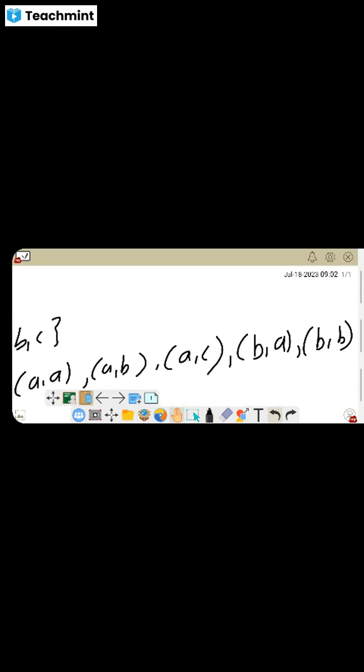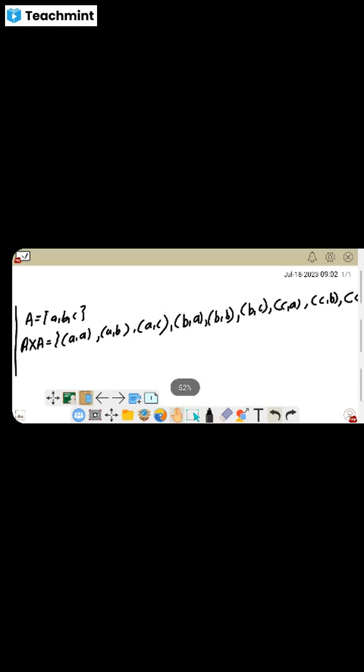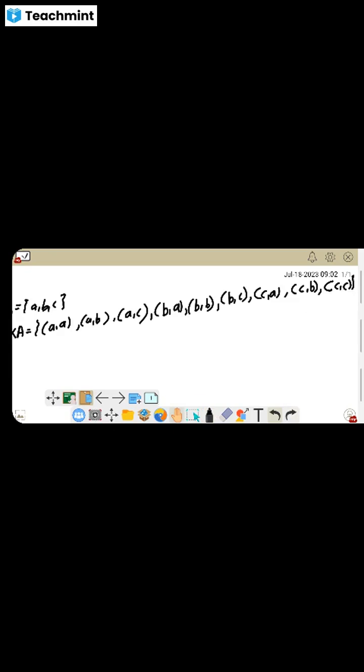Got it? Because this is A cross A. So we'll use elements, first from A and second also from A. So we have all possible, we have this Cartesian product. So here you can see A, comma A, B, comma B, and C, comma C. So this is a reflexive relation.